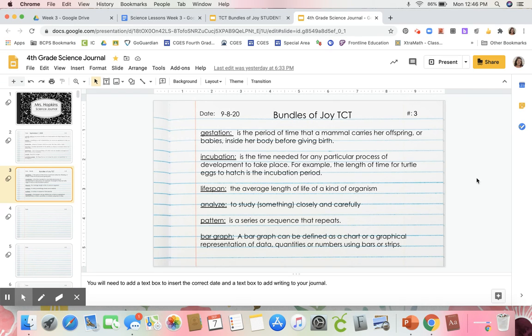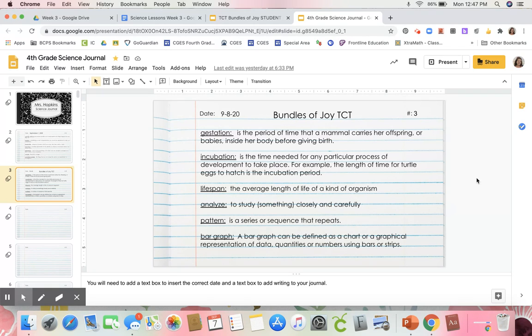Incubation is the time needed for any particular process of development to take place. So that's a very fancy word. So let's just talk about that. For an example, that's going to be the length of time that it takes turtle eggs to hatch, the incubation period. So once the turtle lays the eggs, the incubation period is how long it takes for those eggs to hatch. So gestation is for mammals. Incubation would be for those laying eggs.